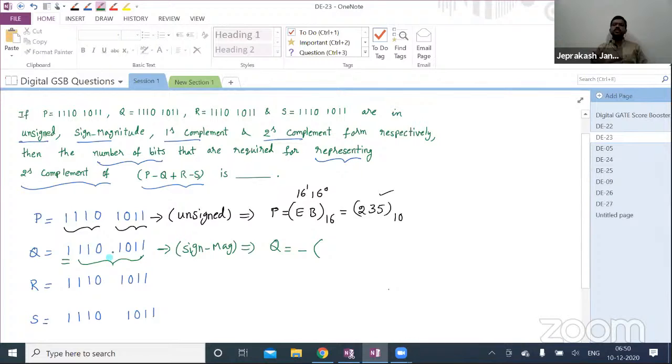Now the remaining bits give the magnitude. 110 is nothing but 6. 1011 is nothing but B. This is the hexadecimal number. Convert this number into decimal. It is a very simple calculation. All of you please do it, so that you will get practice.